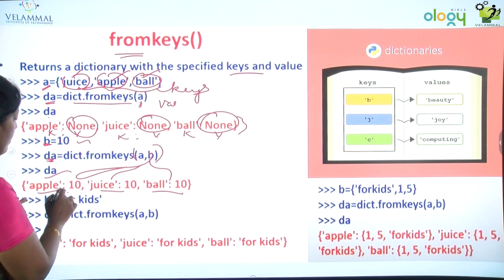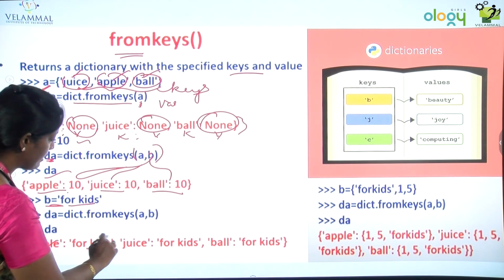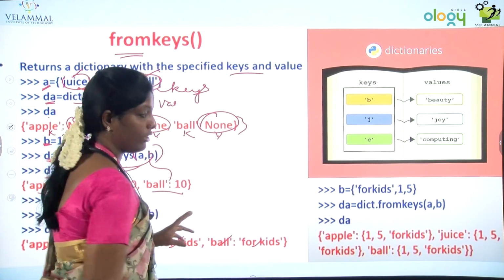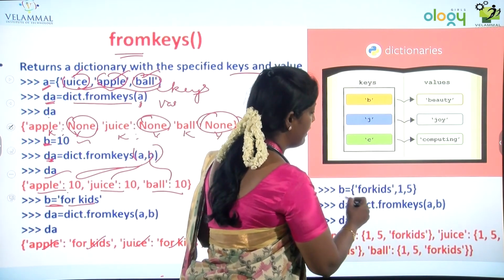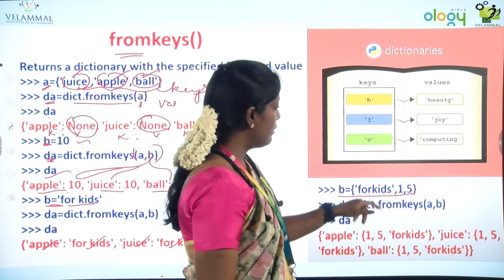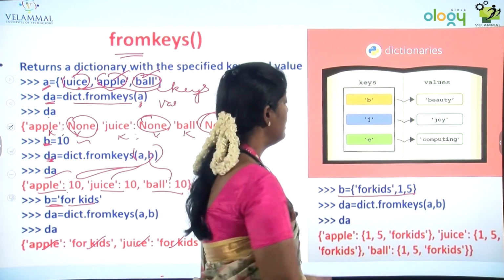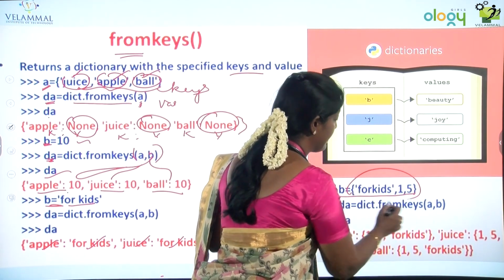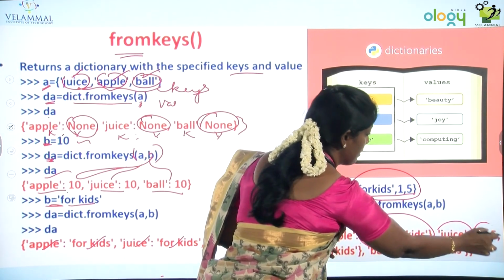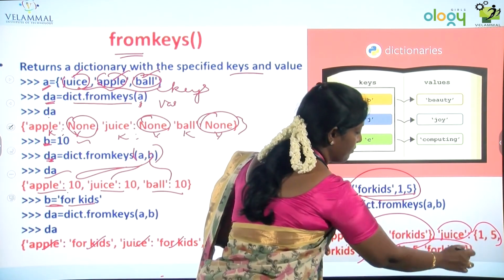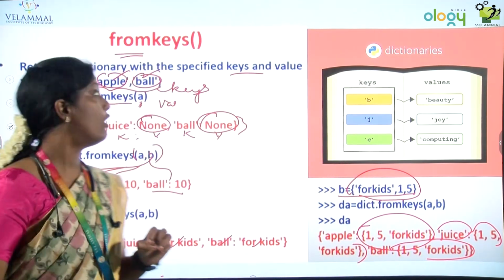Next, I'm changing the variable b to "for kids". See how it is displaying? Apple has for kids, juice for kids, ball for kids. If I'm trying to change everything individually, how will it take? See, if I'm giving it this way, three values, b has been taken as the value. Even if you give it in the form of values, it will not take it. It will take it as an entire item. So for apple, this is going to be the entire item. For juice, this is going to be the entire item. And for ball, it is going to give the entire item. Can you understand? So this is how your fromkeys works.